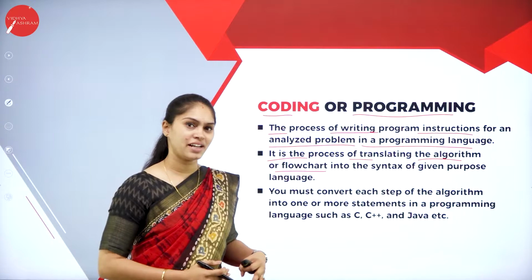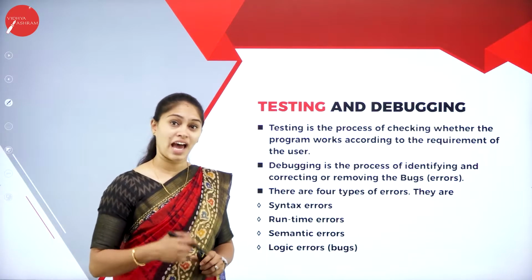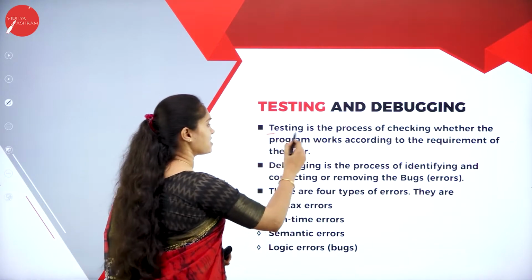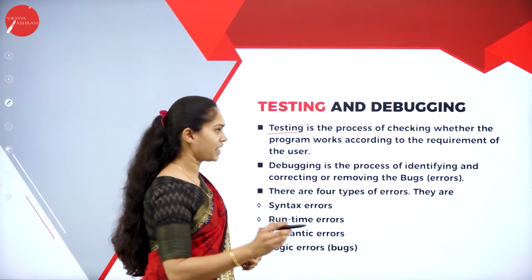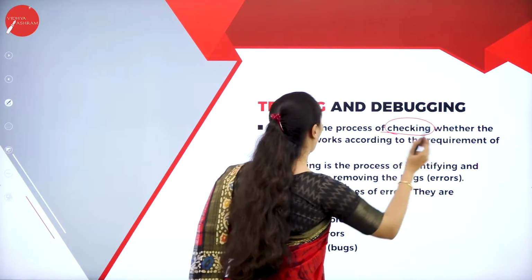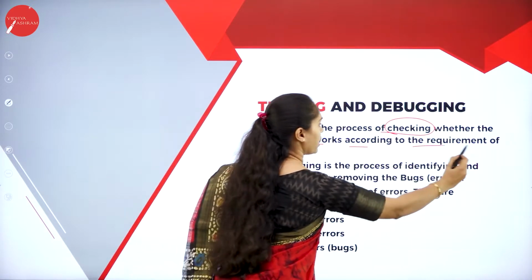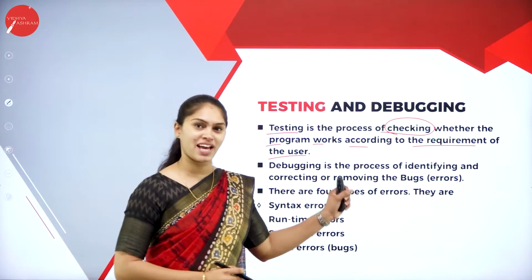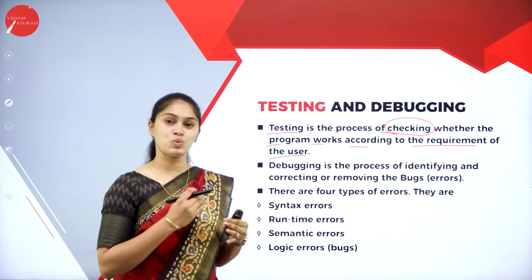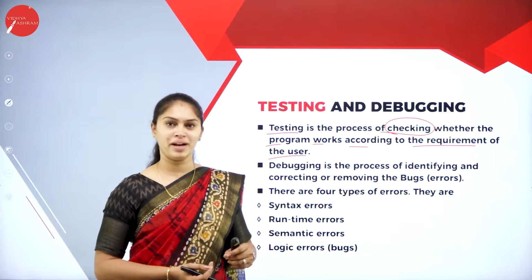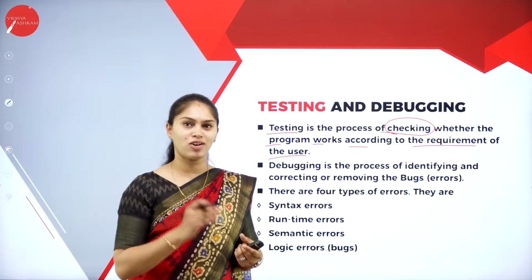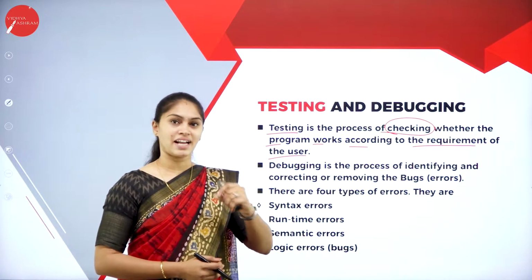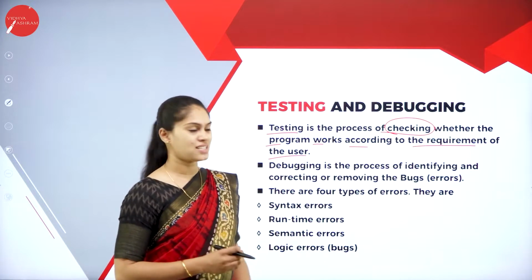So now we have written a code. Then which is the next step? We have to test. So how is the testing going to happen then? Testing is nothing but a process of checking whether the program works according to the requirement of the user. So in testing, we are going to check whether the given solution is working according to the user requirement or not. What is the main agenda of using this testing? Here we get to know whether our requirement satisfies our conditions. So that is the main thing.